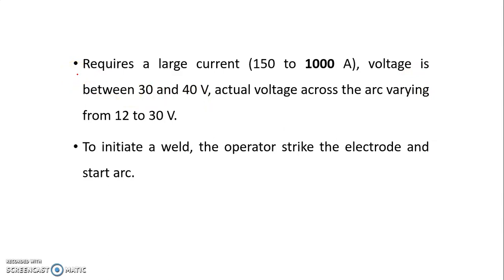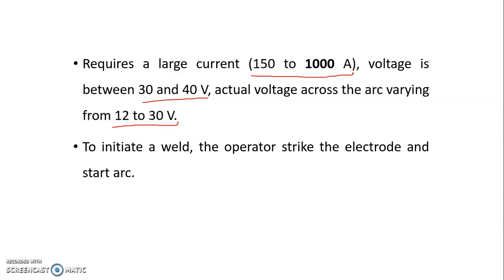Arc welding requires a large electric current, often in the range of 150 to 1000 ampere. The load voltage is usually between 30 and 40 volt, with the actual voltage across the arc ranging from 12 to 30 volt.